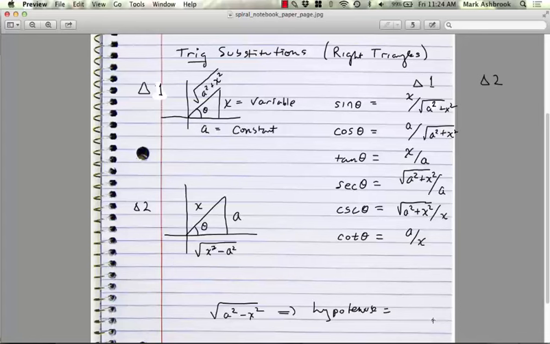So I'm going to have an expression that says square root of a squared minus x squared, and that's going to relate to a triangle. What will the length of the hypotenuse be in that triangle? It'll be a. Because one of the legs will be the square root of a squared minus x squared, the other leg would have to be x, and the hypotenuse would have to be a. This is the only way it works.